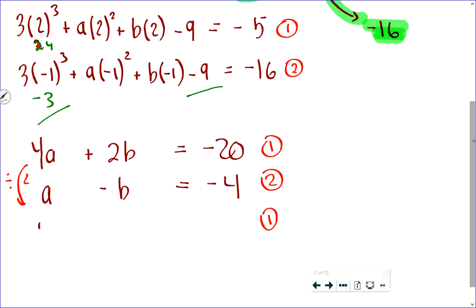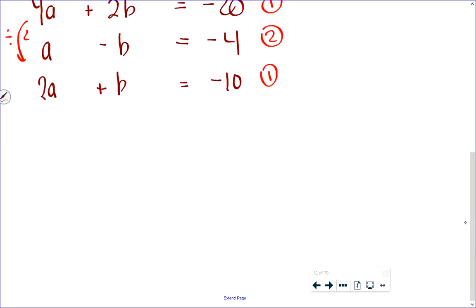2a plus 1b equals negative 10. And now I have a fighting chance to do this. I'm going to add these equations together and get 3a equals negative 14 because the b's cancel. So a is equal to negative 14 over 3.